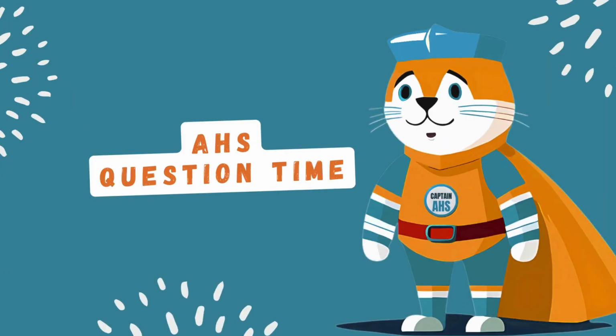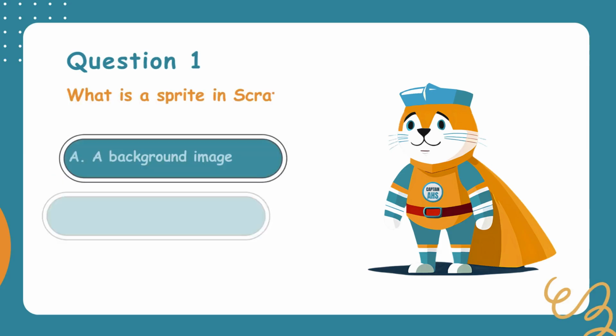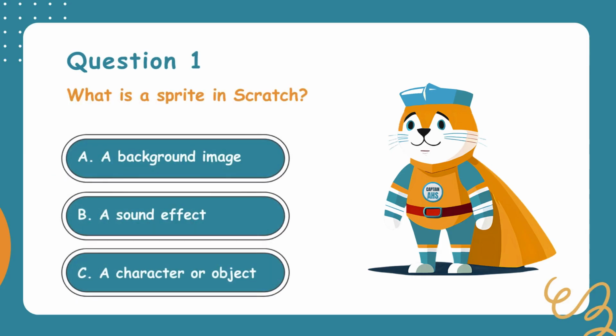It's time for the quiz. What is a sprite in Scratch? Option A, a background image. Option B, a sound effect. Option C, a character or object. The answer is Option C, a character or object.